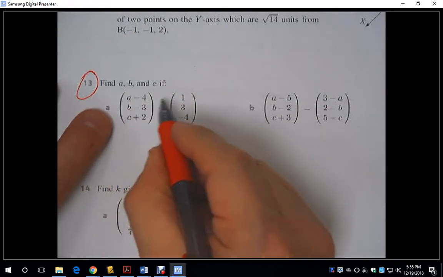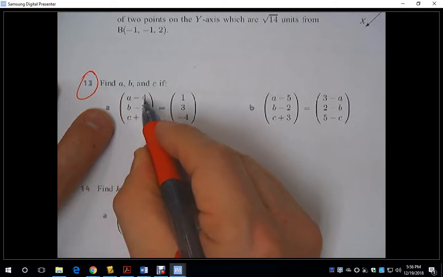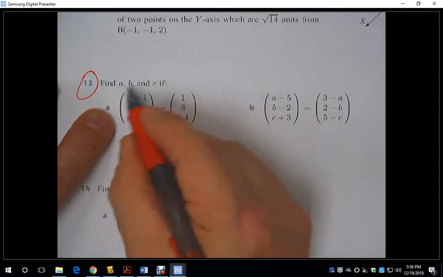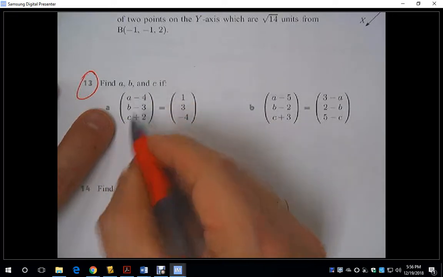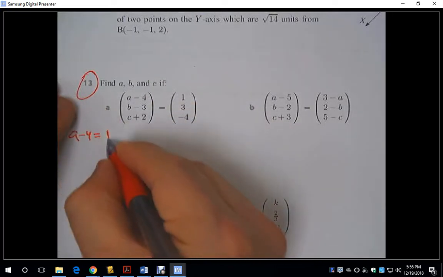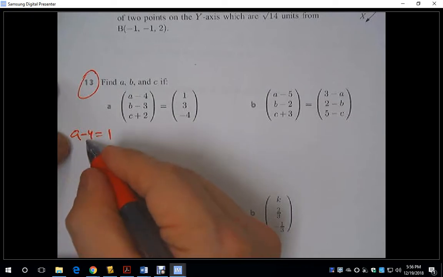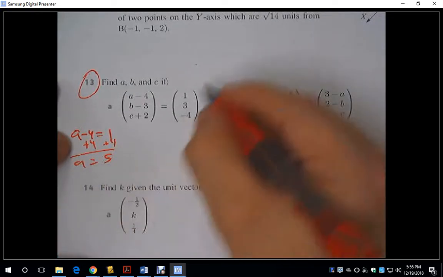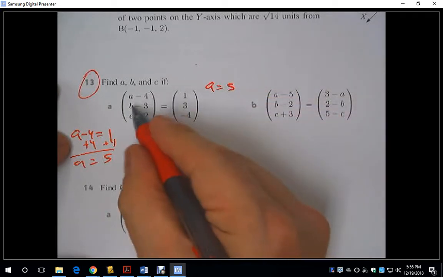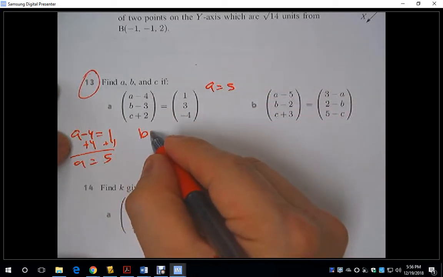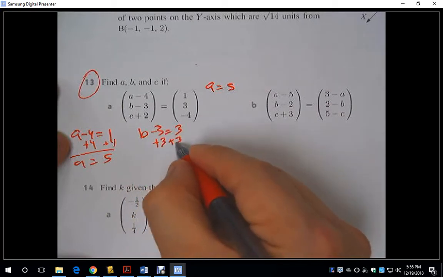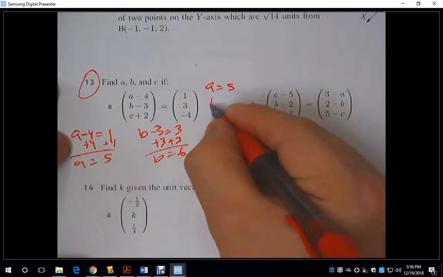Well, if this is A minus 4 should equal 1, right? This is my x coordinates, or the x component. So we have A minus 4 equals 1. We just solve for A, just use proper algebra to get that A equals 5. So A equals 5. We do the same thing with B. So I have B minus 3 equals 3. Proper algebra, I'm going to add 3 to both sides. I get B equals 6.